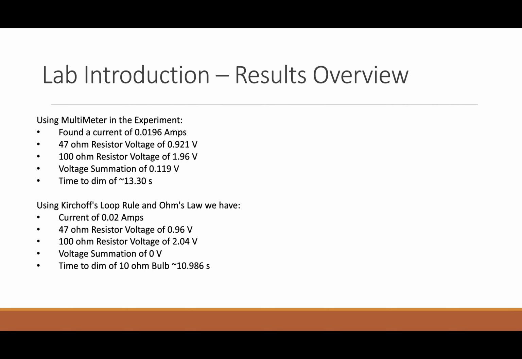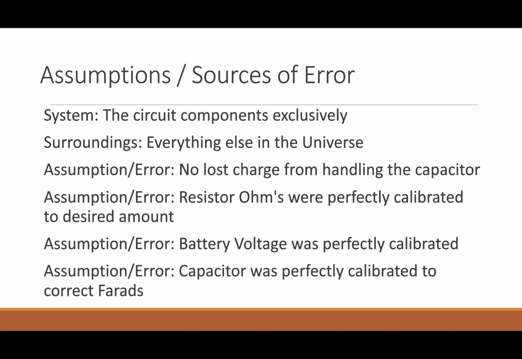Using Kirchhoff's loop rule, the conservation of energy, and Ohm's law, we have a true current of 0.02 amps, a 100 ohm resistor voltage drop-off of 2.04 volts, a 47 ohm resistor voltage drop-off of 0.96 volts, a voltage summation of 0 volts, and a time to dim of the 10 ohm light bulb of 10.986 seconds, which was calculated.